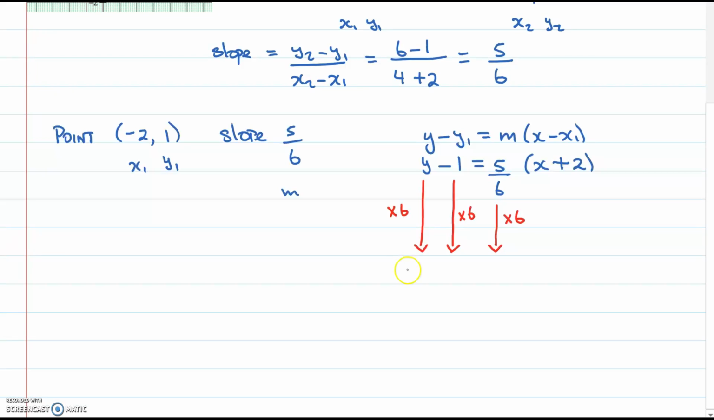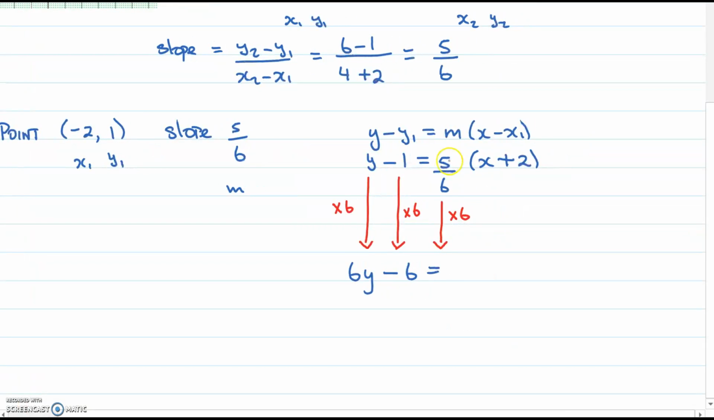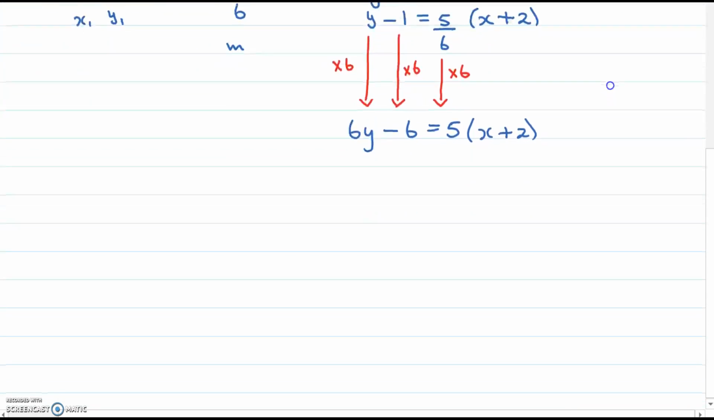If you do that, you get 6 times y, so y times 6 is 6y. Minus 1 times 6 is minus 6. Remember, the key to all of these, what makes them easy, is that when you multiply a fraction by its own bottom, you're left with the top. So 5 over 6 times 6, you're left with the top, 5. The x plus 2 is in parentheses, so it did not get multiplied by the 6.